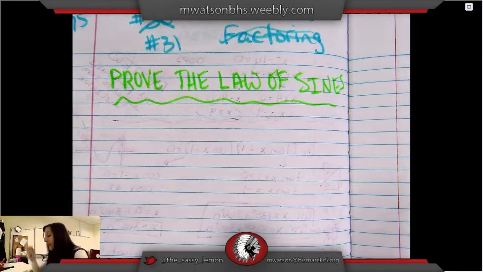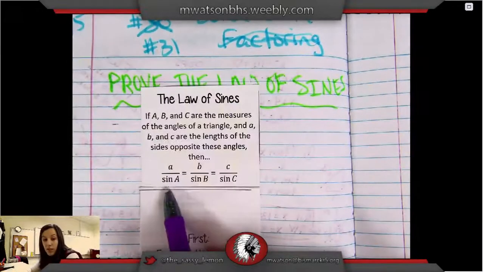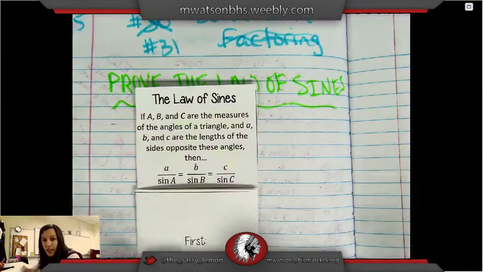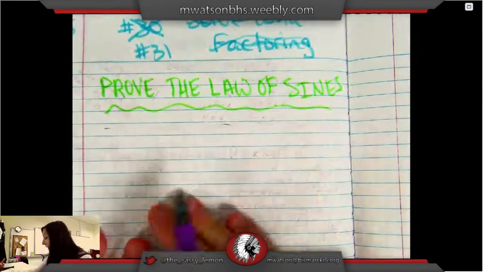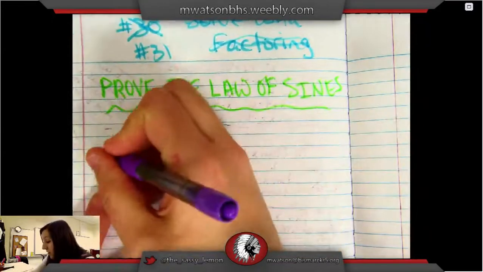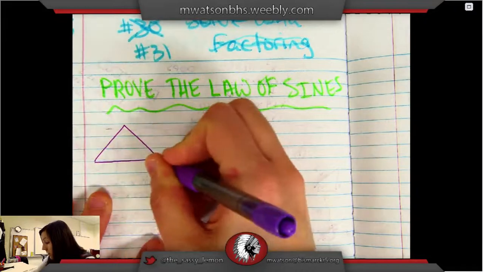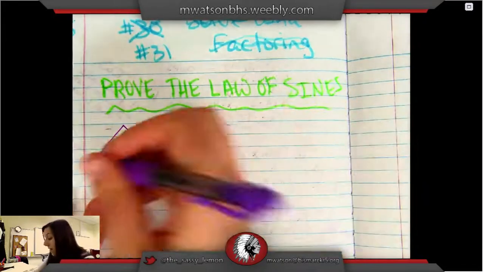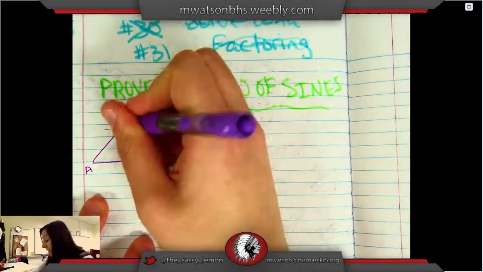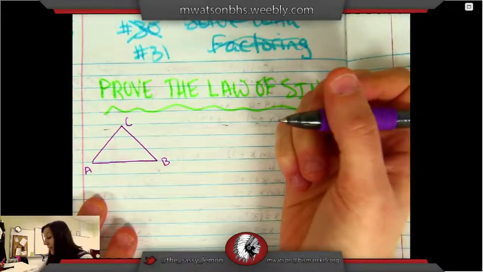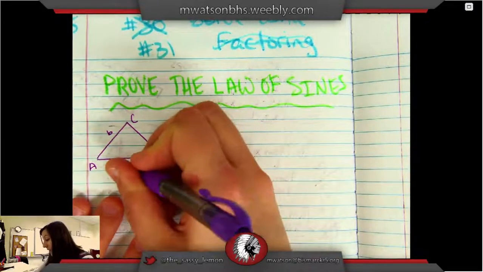Well, in order to prove it, we have to start out, because what we want to end with are these angles and side lengths, so we need to start out with a triangle. We actually need to start out with an oblique triangle. So I'm just going to draw one here. And we're going to label the angles A, B, and C. And the sides correspond to that. So we have A, B, and C.